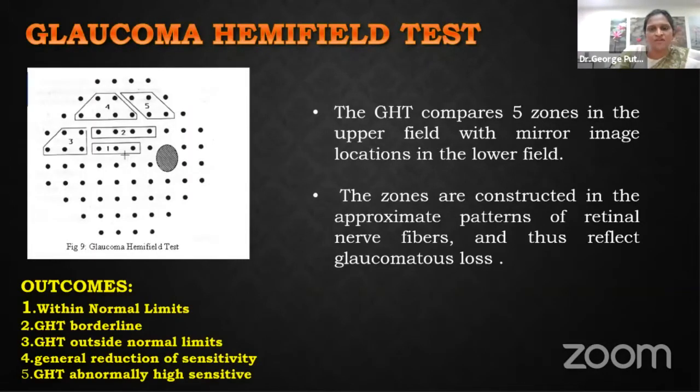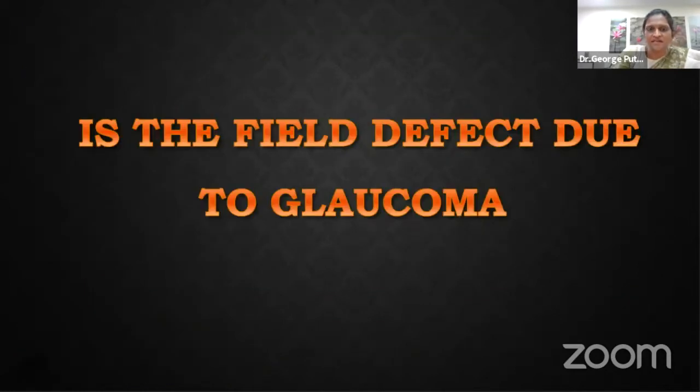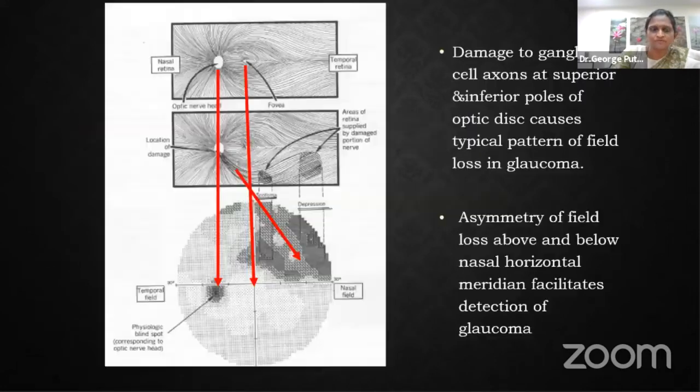The glaucoma hemifield test assesses the zones in the superior and the inferior hemisphere. Since glaucoma affects the horizontal nerve fibers in an asymmetrical way, this gives us a better knowledge about the glaucoma field effect. So the outcomes may be within normal limits, borderline, outside normal limits, or general reduction of sensitivity. So with these basic ideas, how do we detect a field defect, whether it is due to glaucoma?